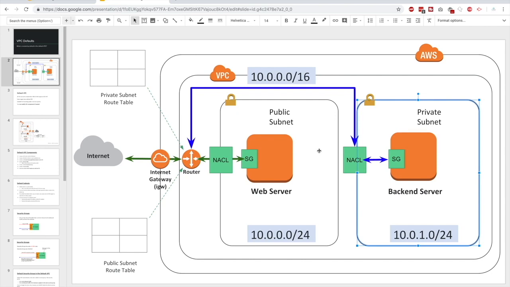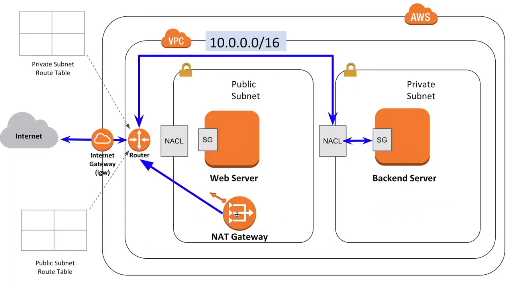We have to have a NAT gateway or a NAT instance in the public subnet, where our backend servers can talk to the internet via the NAT gateway or the NAT instance. So we have to place the NAT gateway or a NAT instance in the public subnet. Why is that? Because in the first place, a NAT gateway or NAT instance has to have internet connectivity. That's why we put the NAT gateway or NAT instance inside the public subnet.